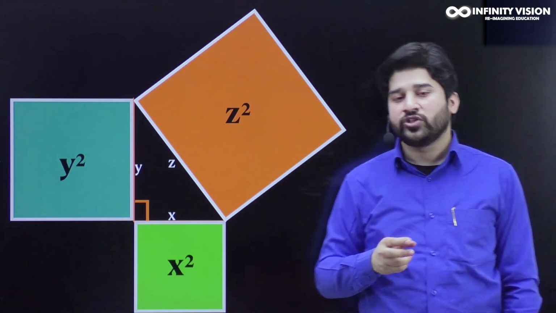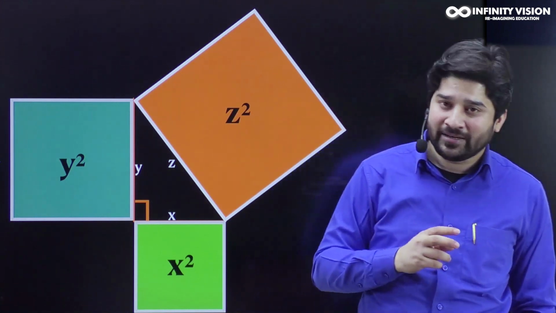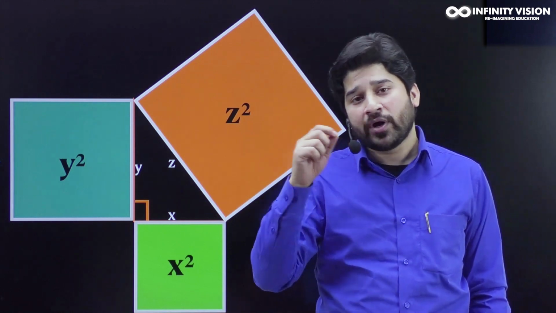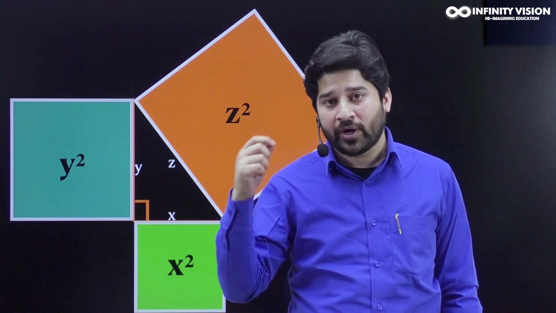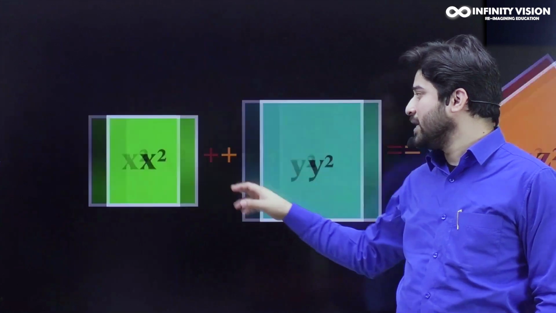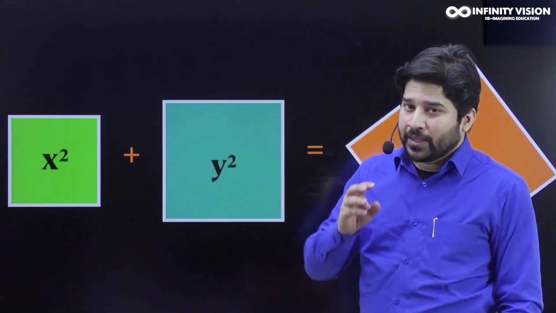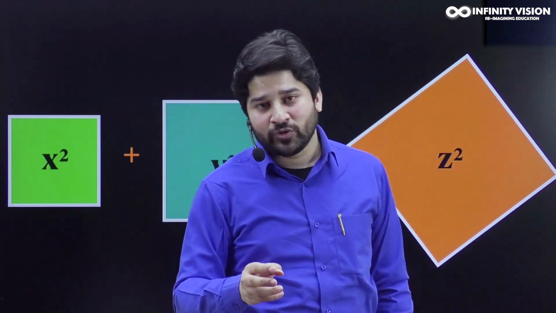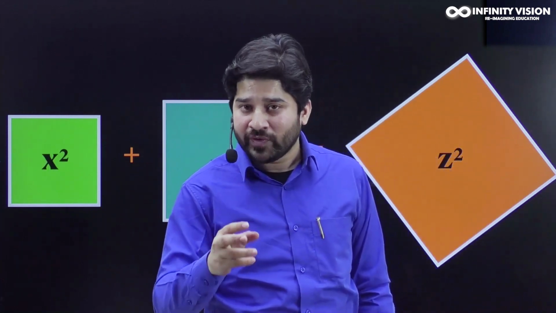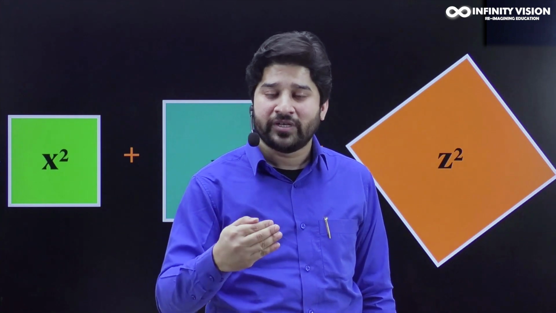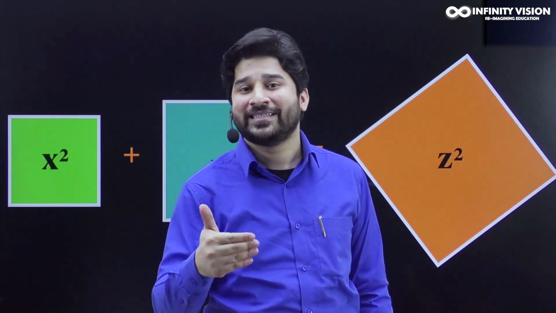Now Pythagoras theorem states that in a right angle triangle, the sum of the squares of the legs is equal to the square of the hypotenuse, which you can say x square plus y square equals z square. Stating Pythagoras theorem is one thing and proving is another thing. So now we'll try to prove why this statement is true.